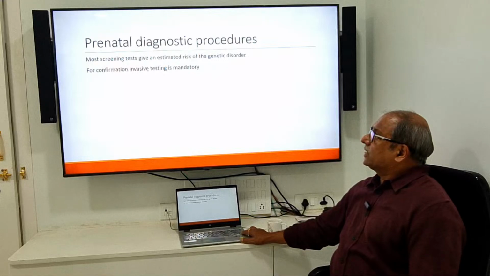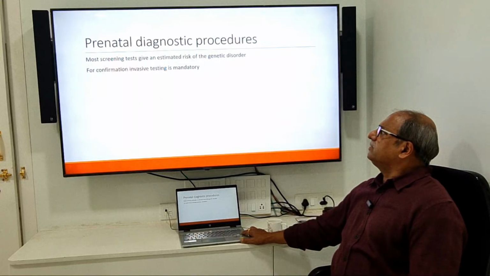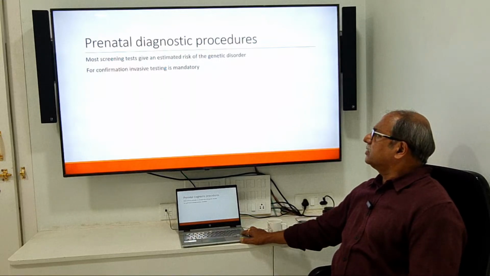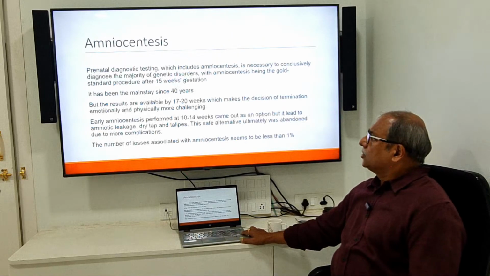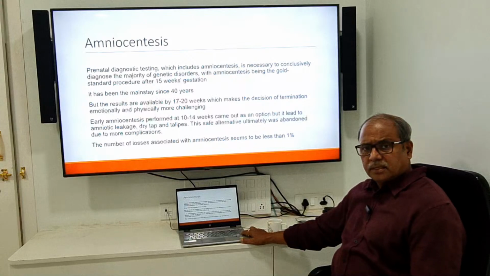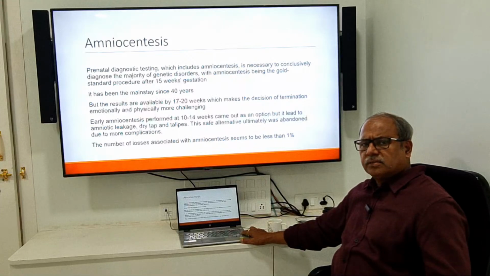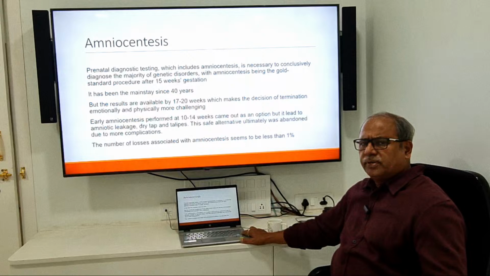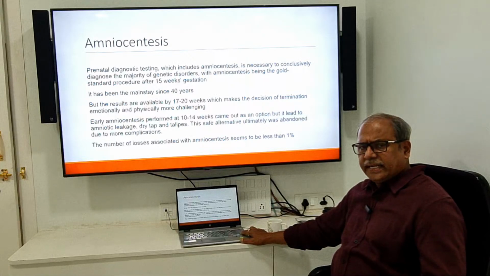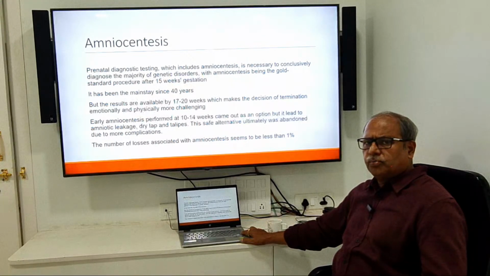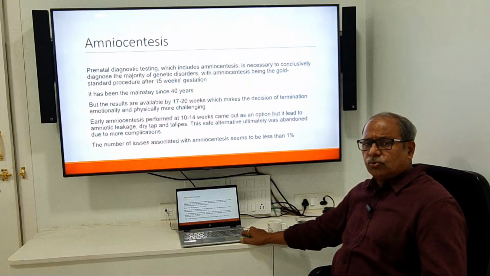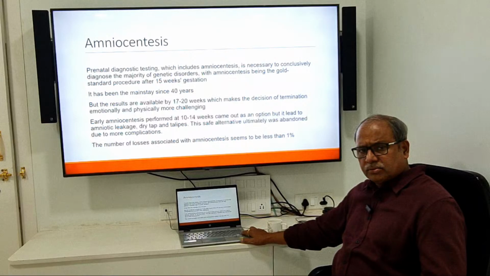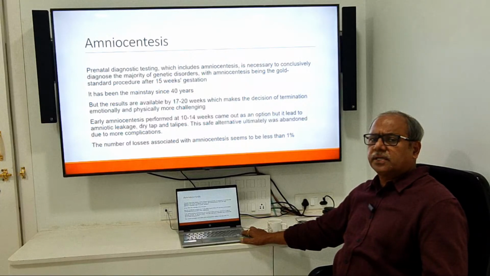So, prenatal diagnostic procedures. Most screening tests give an estimated risk of genetic disorder, so for confirmation invasive testing is mandatory. So we do amniocentesis. Today I did an amniocentesis, because I do amniocentesis frequently for aneuploidy when high risk is found by various practitioners. I am trying to do chorionic villus biopsy in the 3rd month also, so that there is a better chance of getting the result as early as possible.